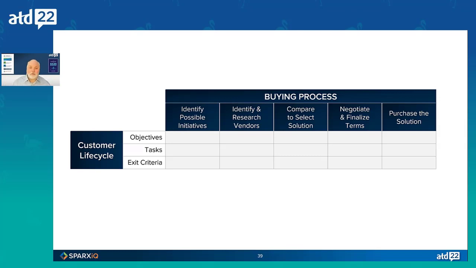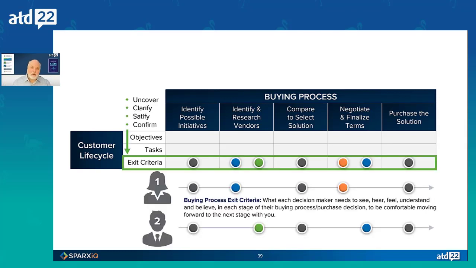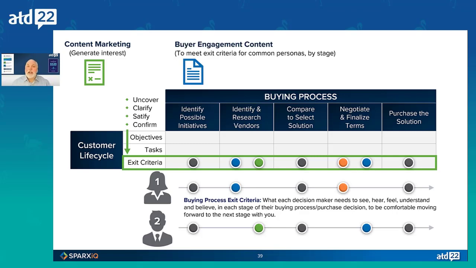Back to the buying process, back to your exit criteria, right? Which could be different for each buyer. And now you develop content that's marketing content that will generate interest for these personas and get them engaged. Then to keep them engaged and to provide the collateral and information they need in decision support throughout the journey to help them decide to keep moving forward. In other words, stuff that satisfies their buying process exit criteria.